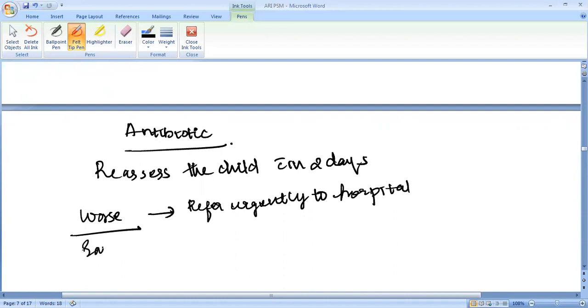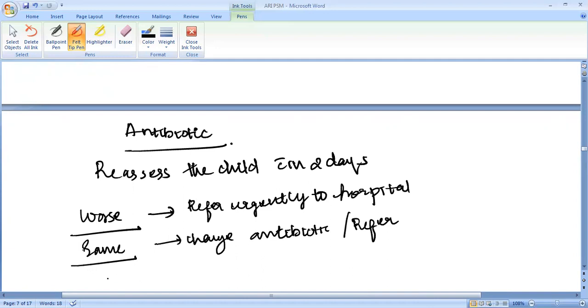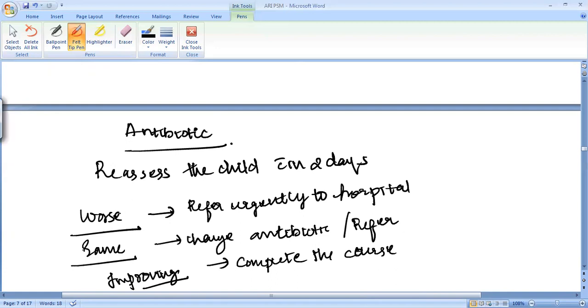Next, if the condition is remaining the same, then what do we have to do? We have to change the antibiotic, or we can refer. And if the condition of the child is improving, then we have to complete the course of antibiotics. So in every case where we start antibiotic treatment, we have to reassess the child within 2 days. If the condition is getting worse, we refer the patient. If it is remaining the same, either we change the antibiotic or we refer, or if it is improving, we complete the course.